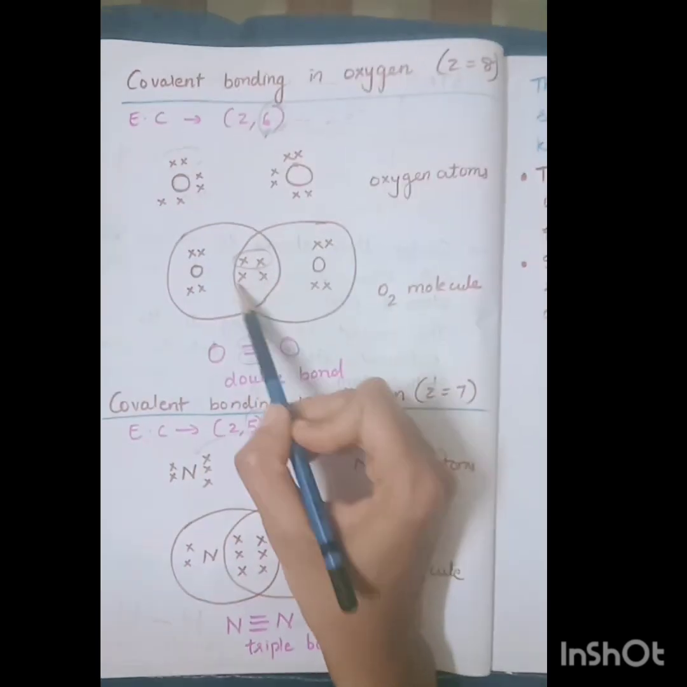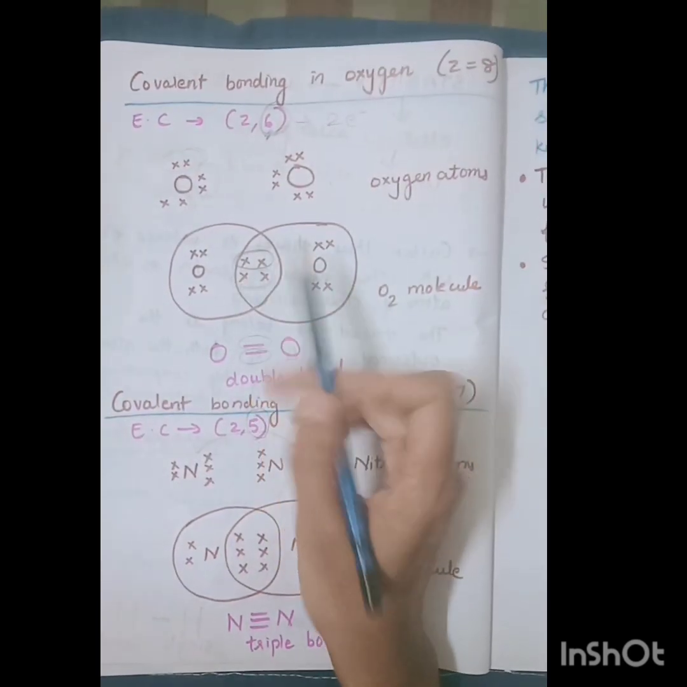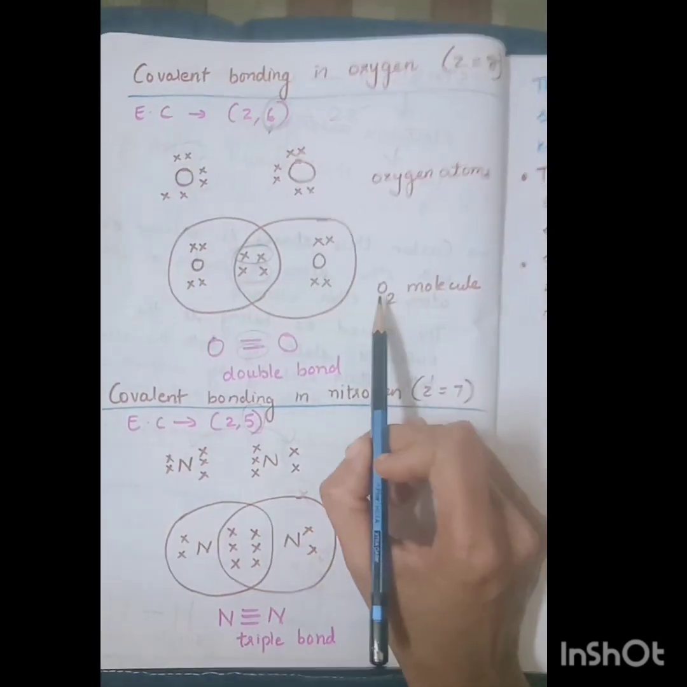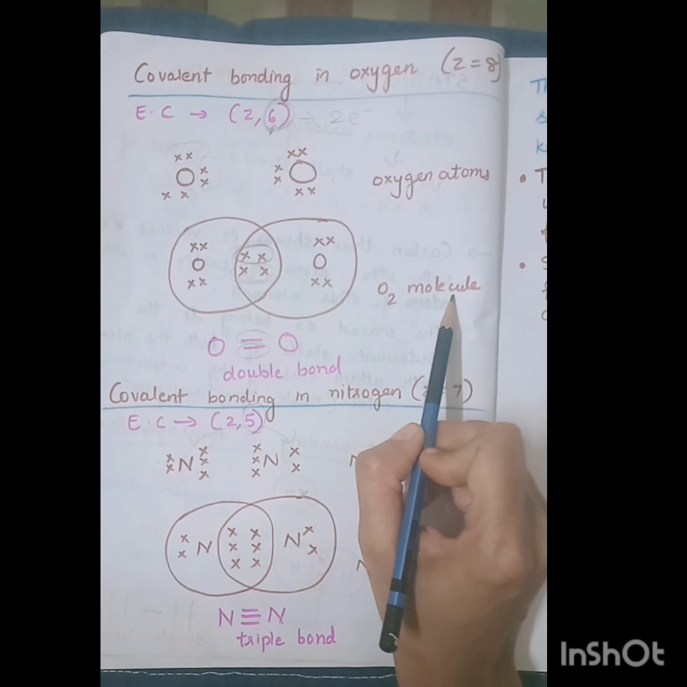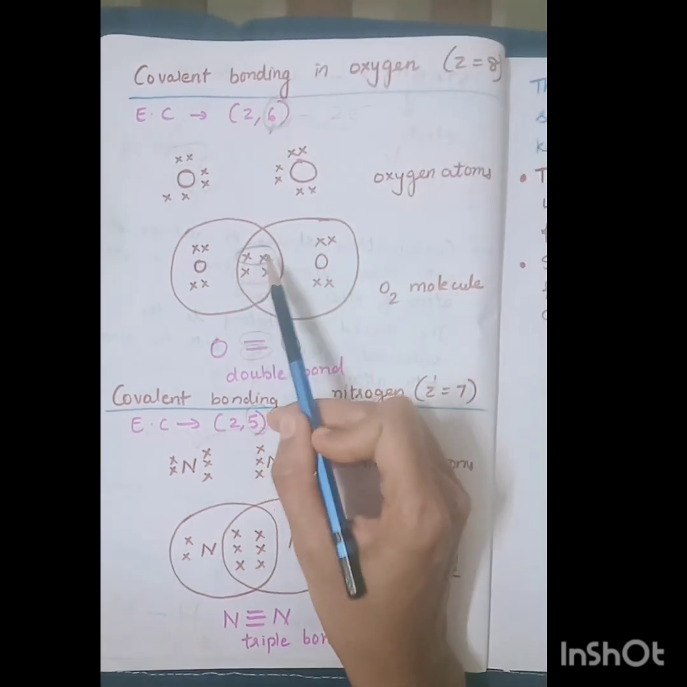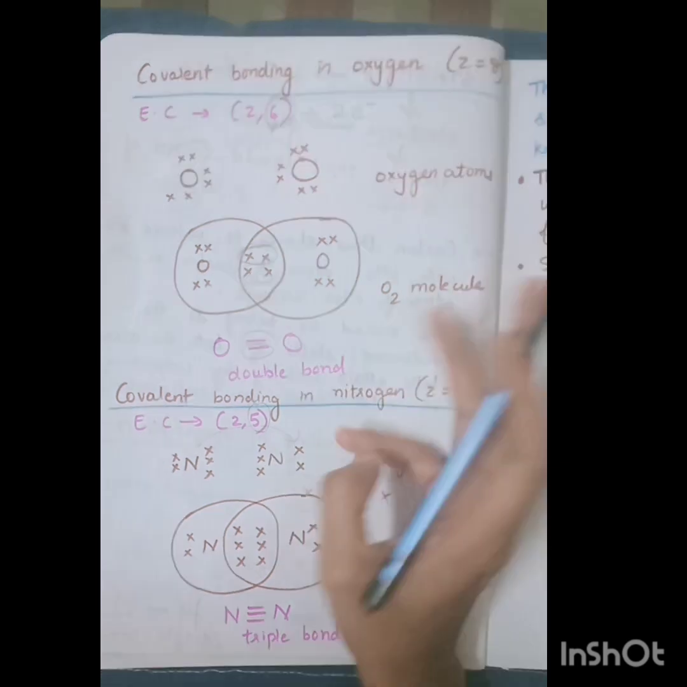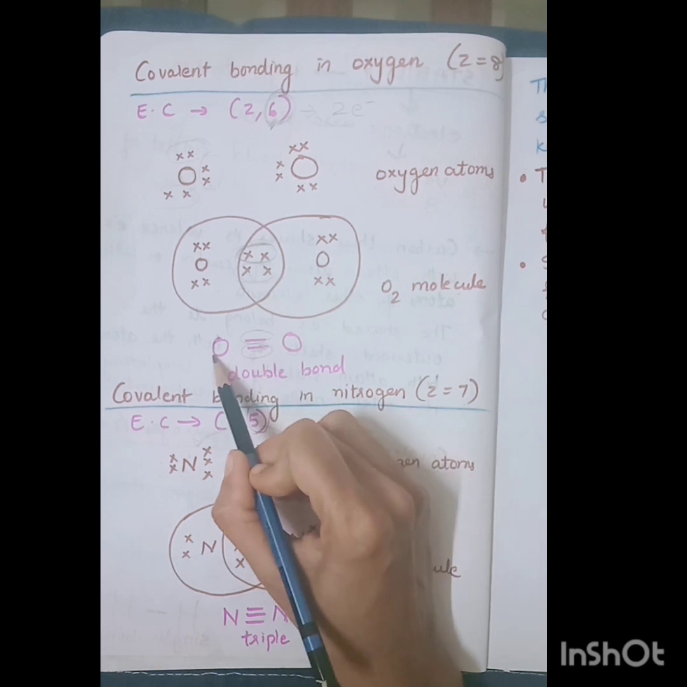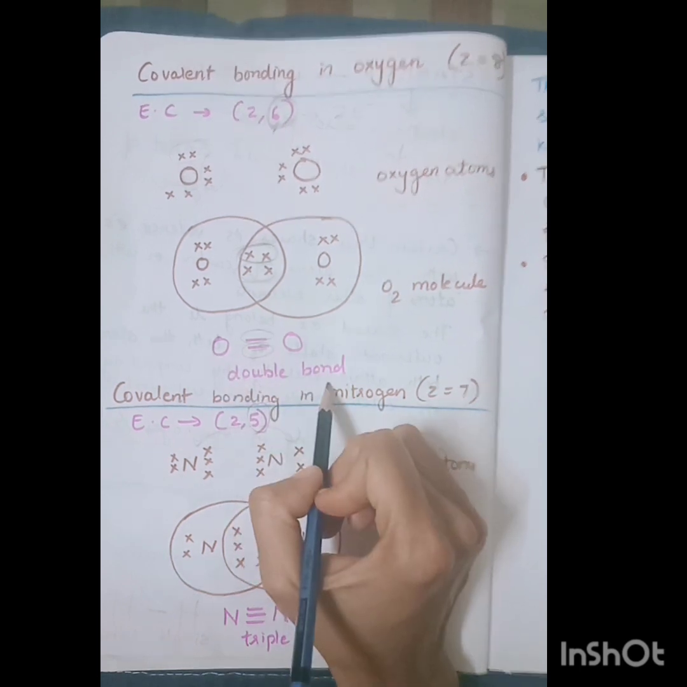Now these are the 4 electrons which are being used by both the atoms. So in this way they bond with each other and form the O2 molecule. As I have said earlier, if there are 4 electrons being shared, that is 2 pairs of electrons, it forms a double bond. So O double bond O.